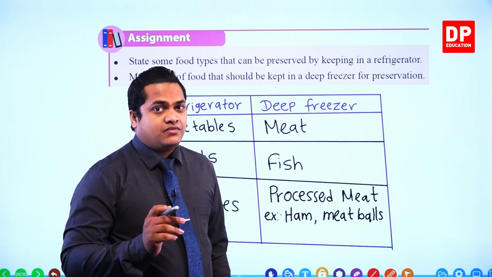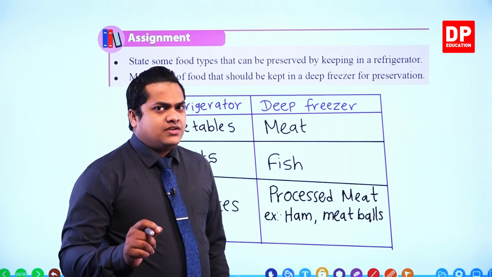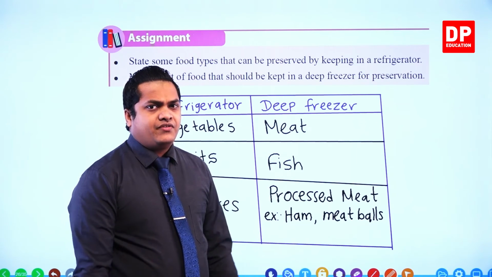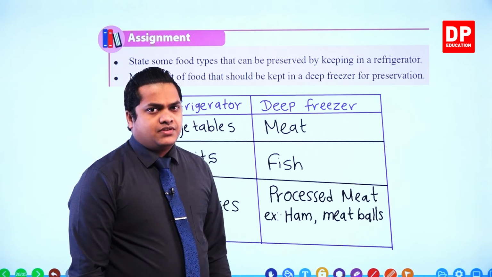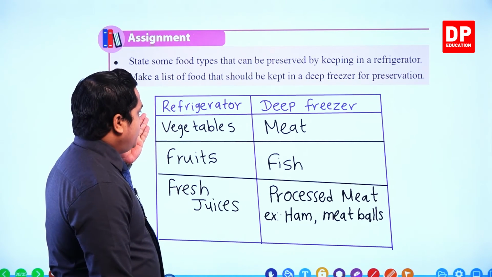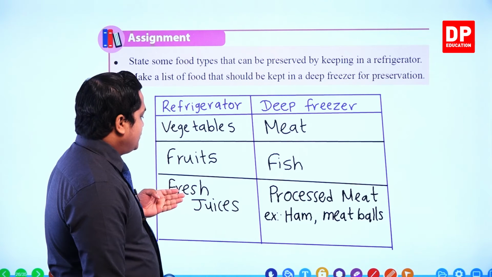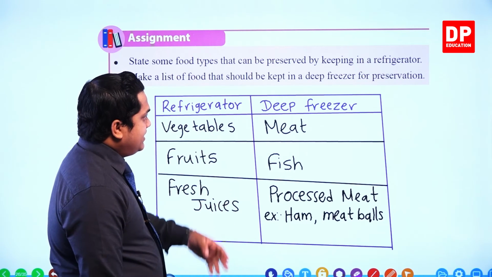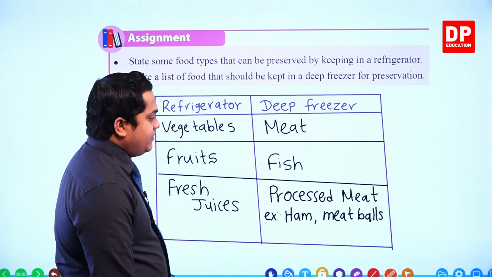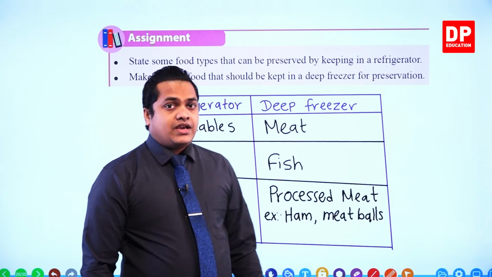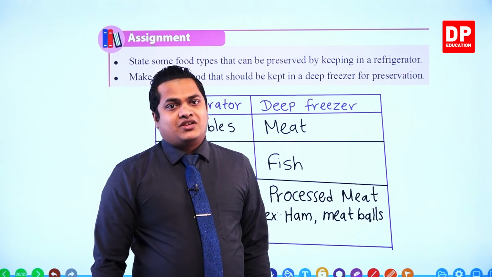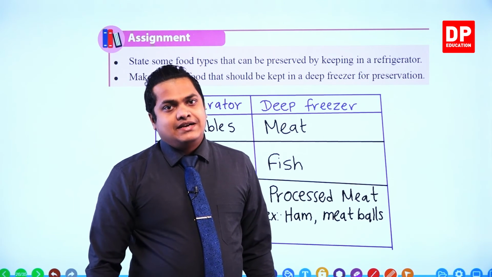I told you that the easiest way is to head on to a supermarket and look at the deep freezer. You can find different food items that are being preserved within the deep freezers. So we can normally store vegetables, fruits and juices within the refrigerator, and in deep freezers mainly we store meat, fish, processed meat like ham, meatballs, sausages, and also ice creams. So this is, my dear children, about freezing and deep freezing.